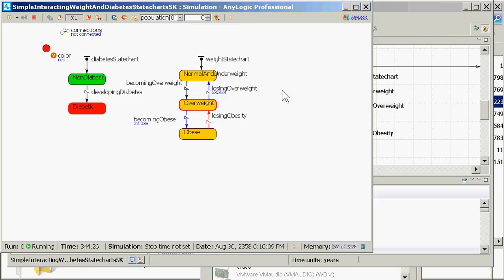Okay, but here, no matter what, someone who's overweight might also become diabetic with a certain chance. It's just a lower chance per year of becoming diabetic. I know of people who are normal weight and have become diabetic, so there is some chance, and we don't want to preclude that entirely.